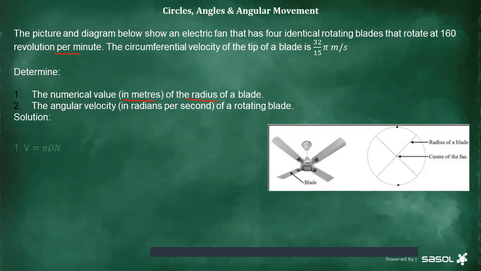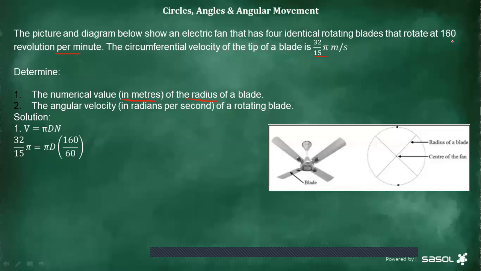Let's see how we calculate that. V equals pi dn. Then we can calculate the diameter, and thereafter we know that a radius is half of the diameter, and then we can calculate the radius. V is the circumferential velocity, which is given as 32/15 pi equals pi d, and then n.